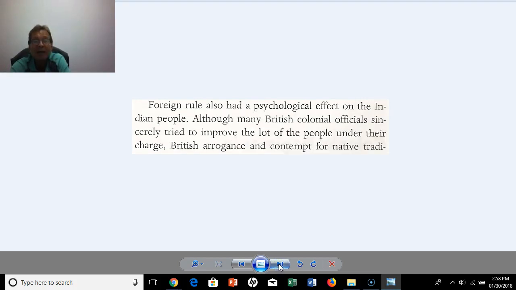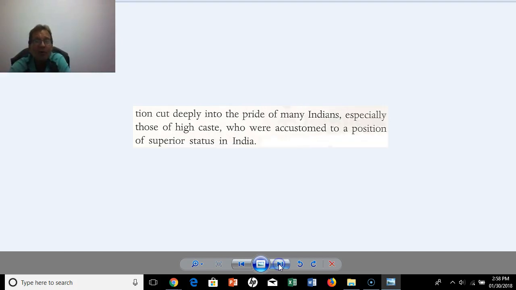Foreign rule also had a psychological effect on the Indian people. Although many British colonial officials sincerely tried to improve the lot of the people under their charge, British arrogance and contempt for native traditions cut deeply into the pride of many Indians, especially those of the higher caste, the Brahmins, who were accustomed to a position of superior status in India. So if they're not one of these ruling officials, some of them were, many of them were not, then they had no higher status than any other Indian.